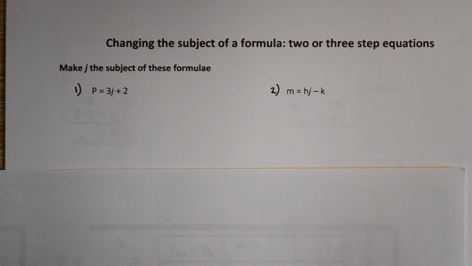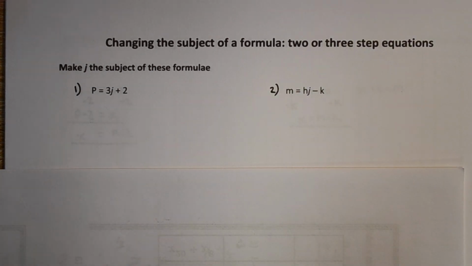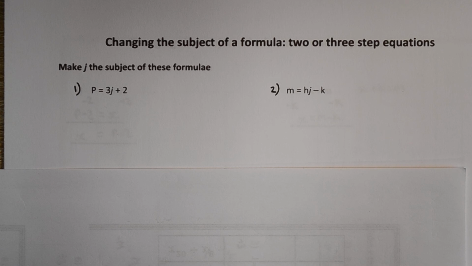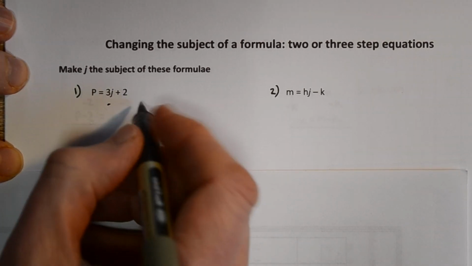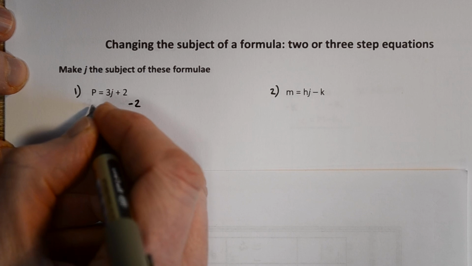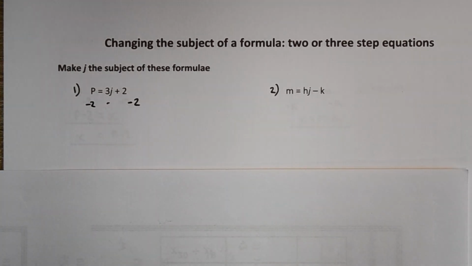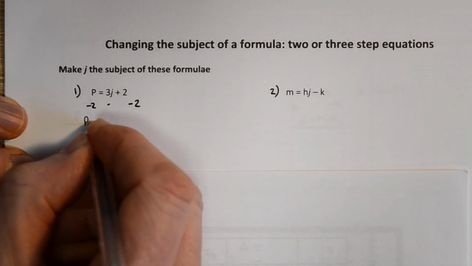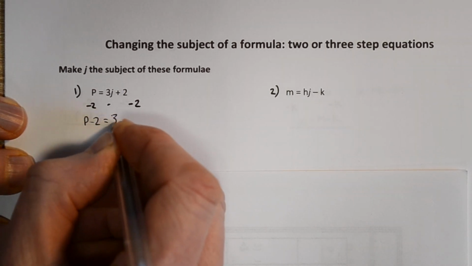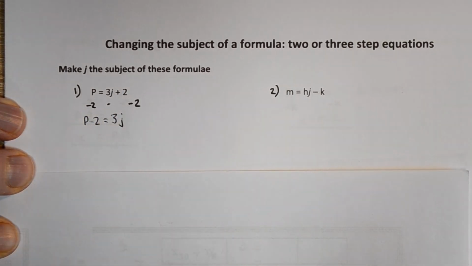And it's the same with changing the subject of a formula. So on this one, the last thing that was done was the add 2. Now we know that because of the order of operations, times comes before add. So we're going to take away the 2 first. Do it to both sides to keep the equation balanced. So we're going to have P take 2, and we're left with 3J on the right.